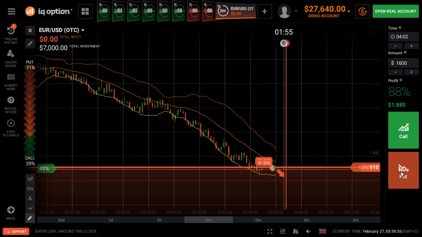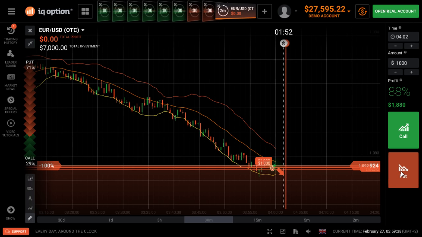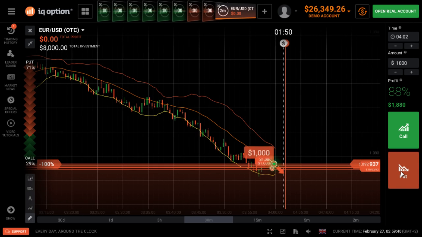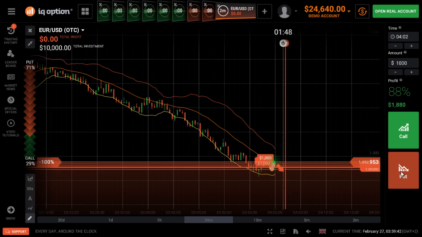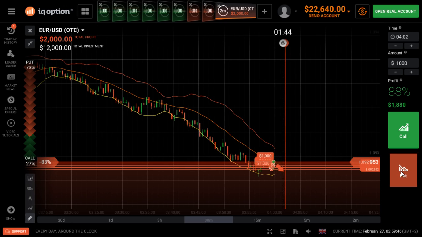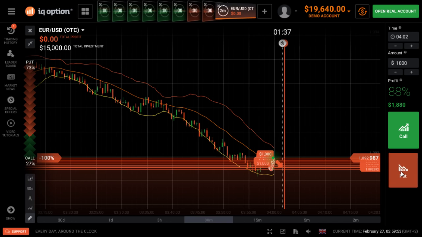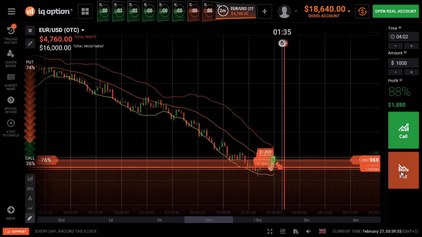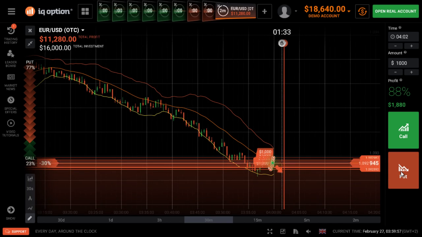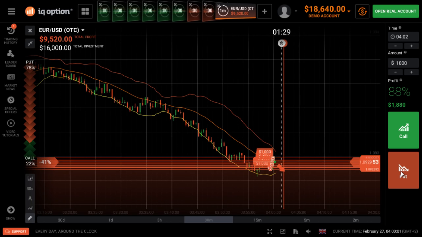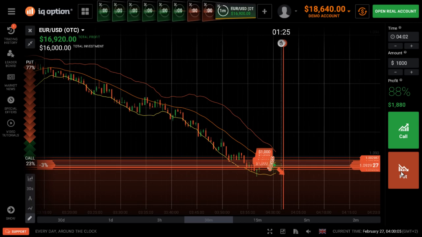I've been trading, I think, almost 25 minutes now, or over 20 minutes. So I'm gonna stop, take a break after another couple of trades. So this is another $16,000 trade.